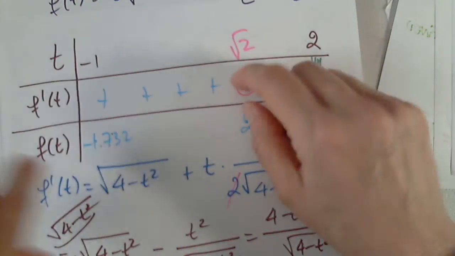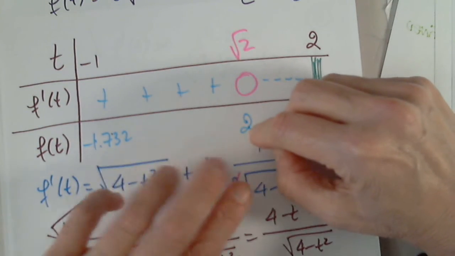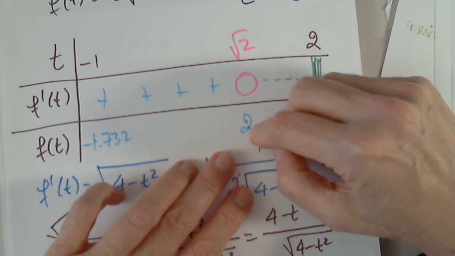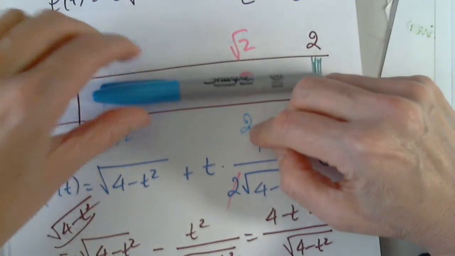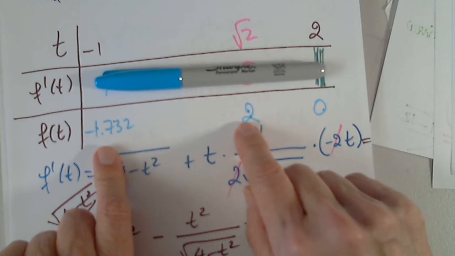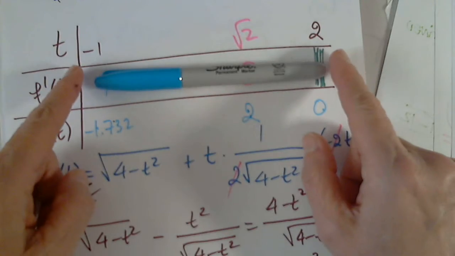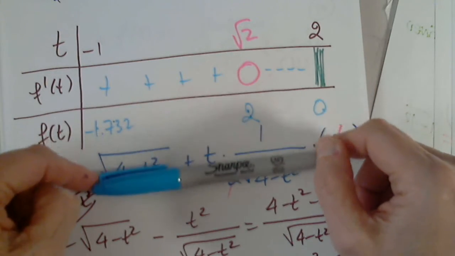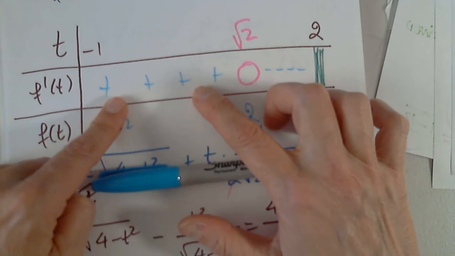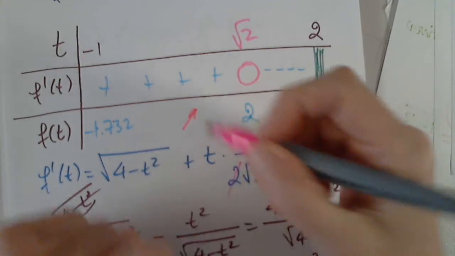So from -1.732 to 2, what does the function do? Between -1.732 and 2, what does the function do? Up or down? Goes up. Good. Is that supported by the sign of the first derivative? Yes. Excellent. Well done.